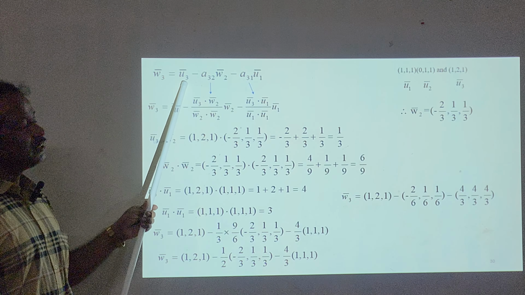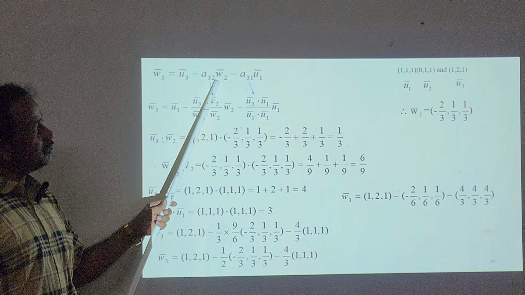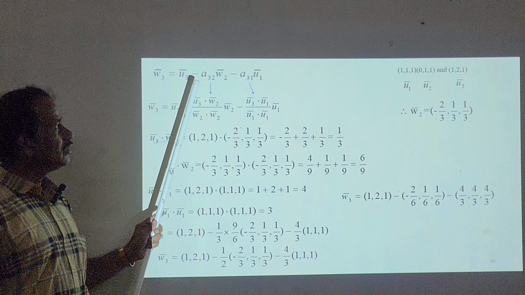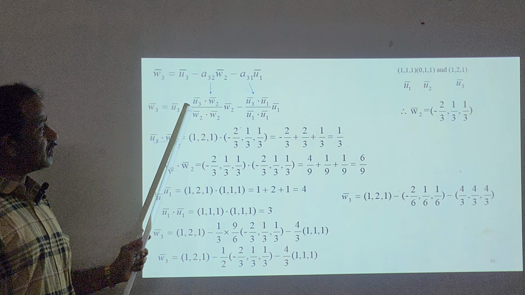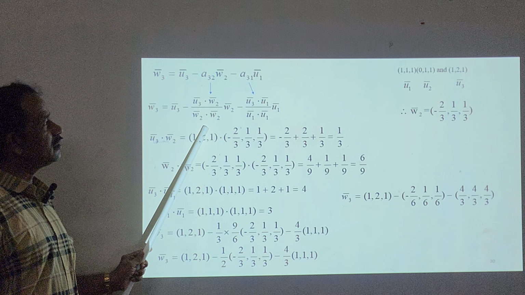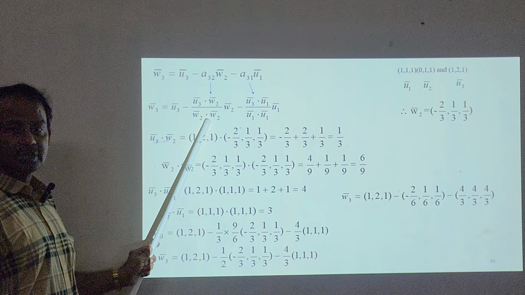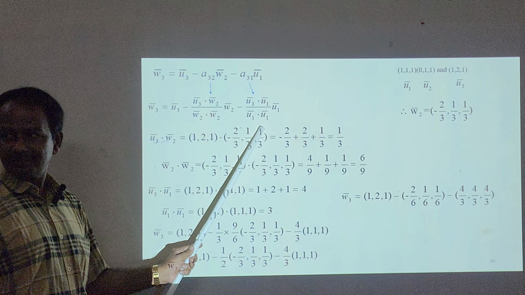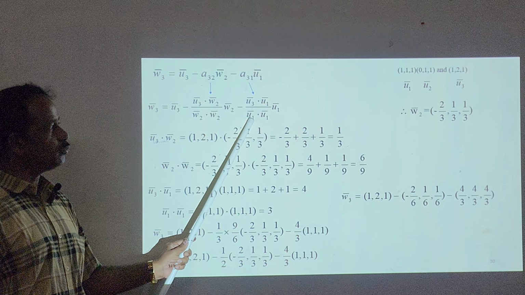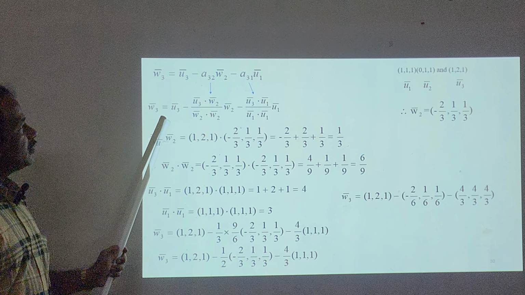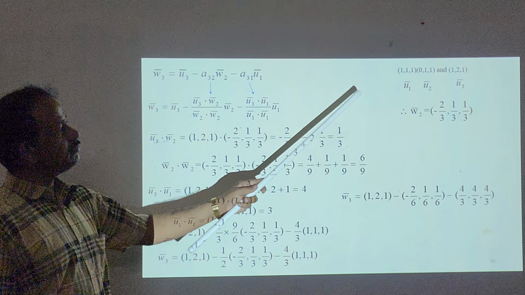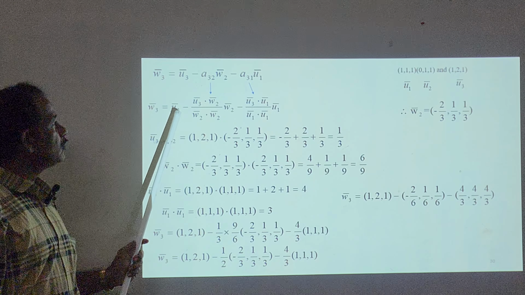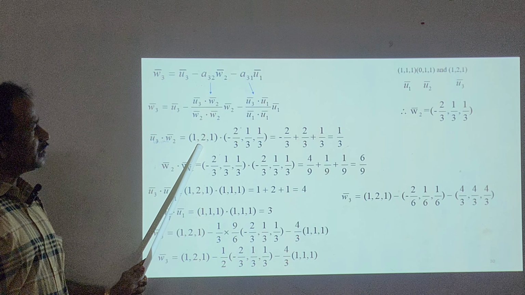So W3 equals U3 minus A32 W2 minus A31 U1. We know this already. The expression for A32, the projection coefficient, is given by U3 dot W2 divided by W2 dot W2. And A31 is given by U3 dot U1 divided by U1 dot U1. Now we know U1, U2, U3 as given in the problem. So U3 is given by 1, 2, 1.